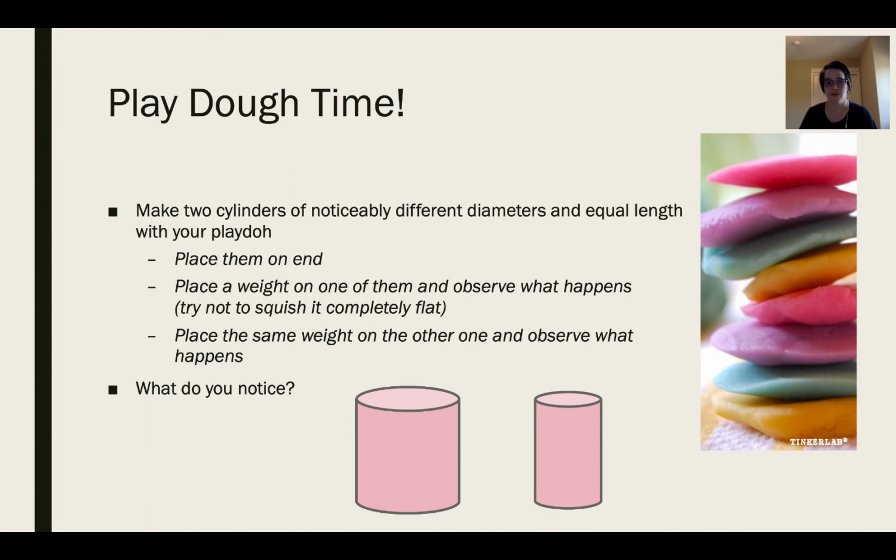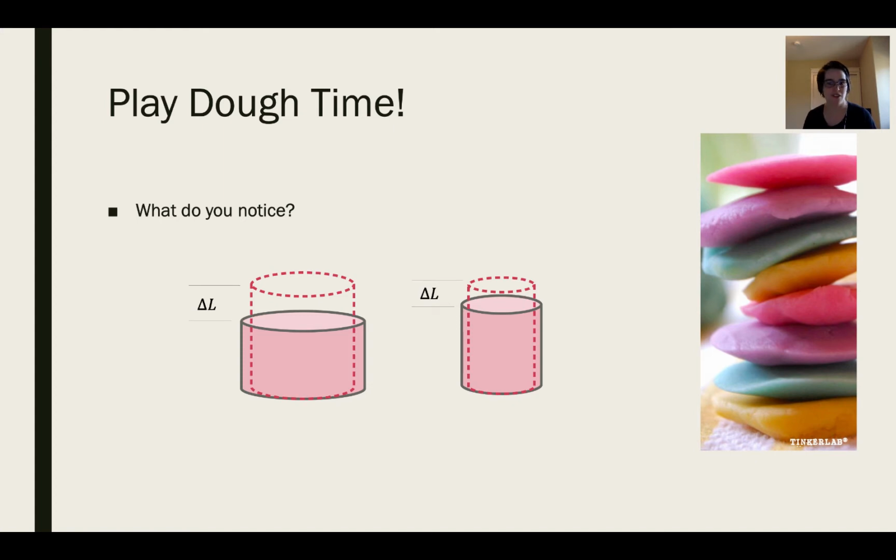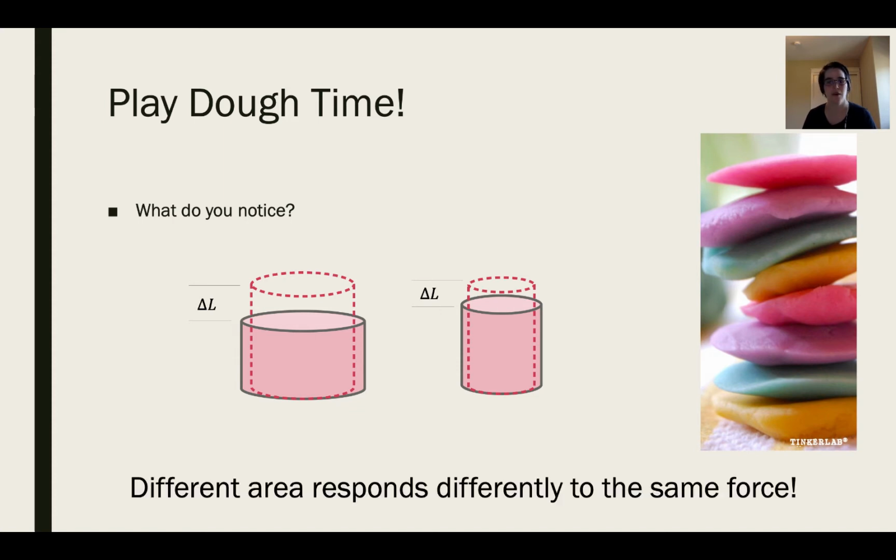So what do you notice? You probably notice that they squish, but hopefully you notice that they squished different amounts. The change in length of the cylinder is different. And that means that different areas respond differently to the same force. That means that the forces that you learned how to find in statics and dynamics aren't enough to predict how a material is going to respond when it's loaded. And in order to determine whether or not something is going to fail, we need to know how the material is going to respond.